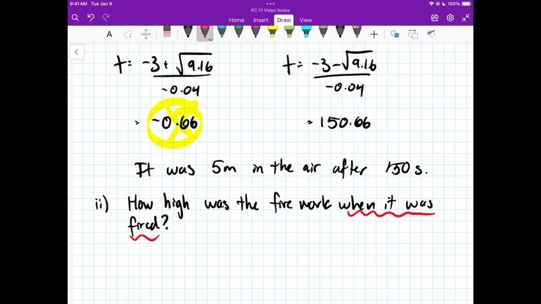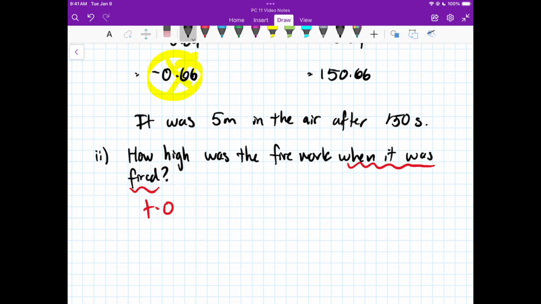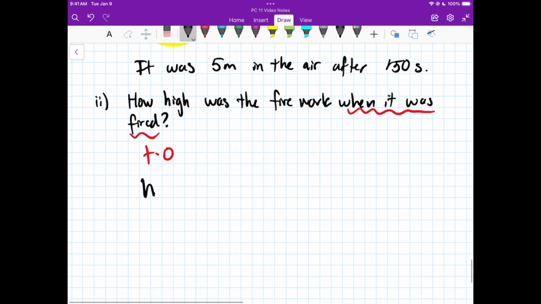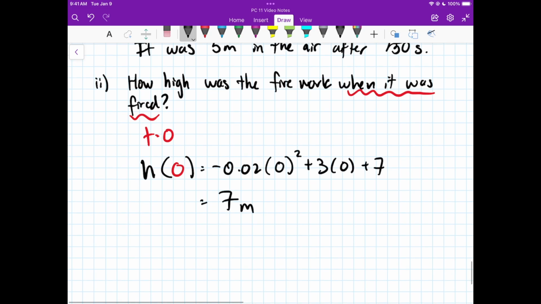So when something is first fired, well, that's at the beginning. That's at t equals 0. And so we're going to replace t with 0. So we're doing h of 0 now instead of h of t. That equals negative 0.02 times 0 squared plus 3 times 0 plus 7. It's a whole bunch of zeros that are all going to cancel out, and so we're just going to end up with 7. And so our answer is 7 meters. It was 7 meters when it was fired.